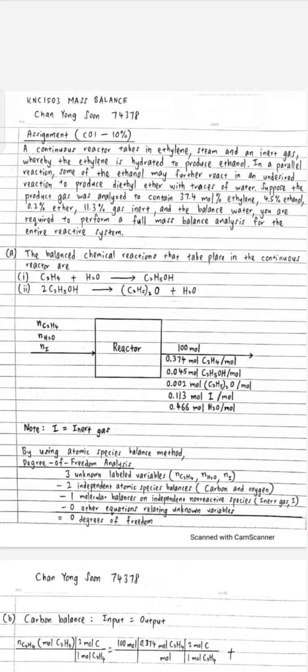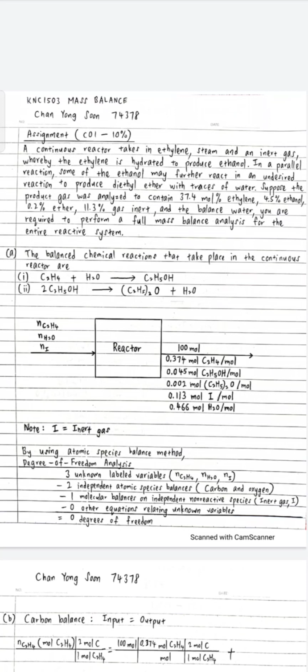Before atomic species balance method is used, I will have to draw a labeled flow chart for this entire reactive system so that it is easy for me to do degree of freedom analysis. In order to find the number of degrees of freedom by using this method, it is required to determine the number of unknown labeled variables, independent atomic species balances, molecular balances of independent non-reactive species, and other equations relating unknown variables that can be found from the flowchart.